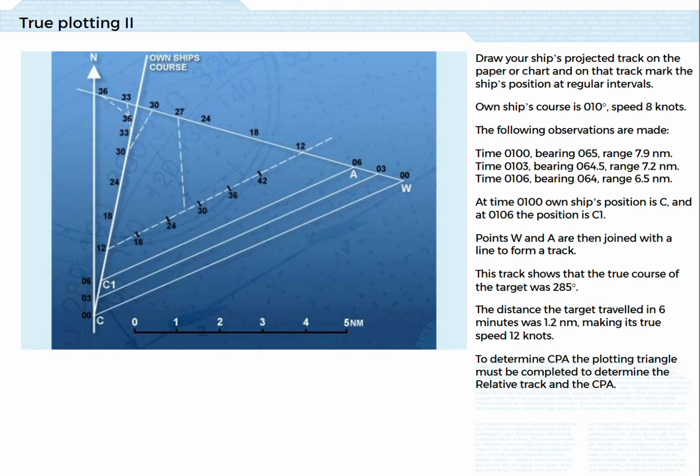To determine CPA, the plotting triangle must be completed to determine the relative track and the CPA. Dashed lines connect positions of both own ship and target at identical times.